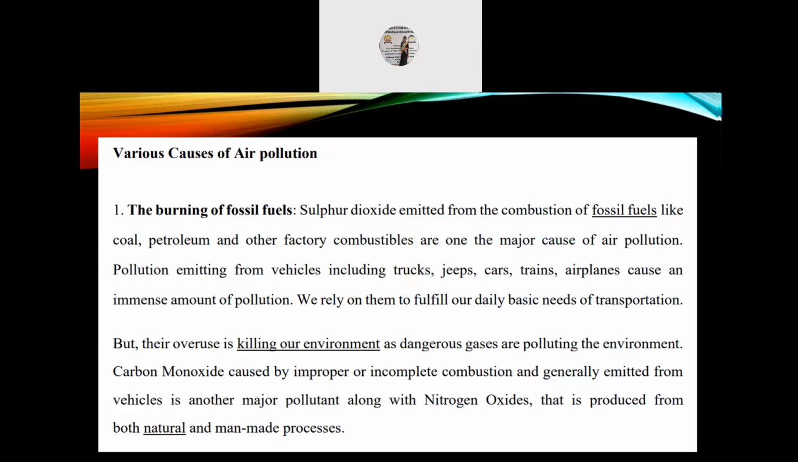So, carbon monoxide is caused by improper or incomplete combustion and generally emitted from vehicles, and it is another major pollutant along with nitrogen oxides that are produced from both natural and man-made processes.